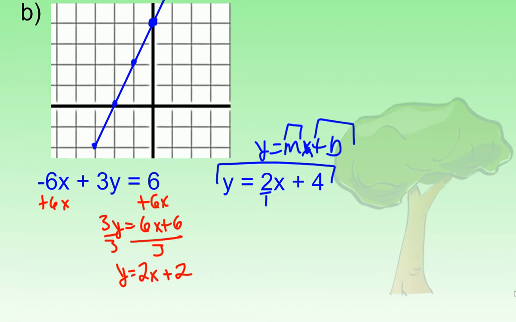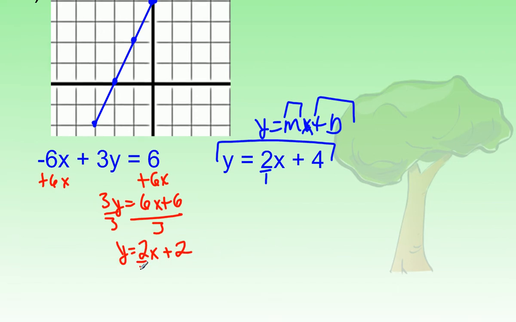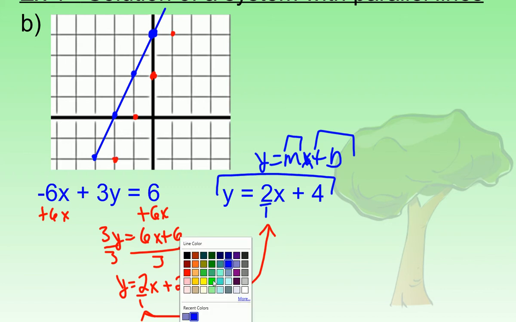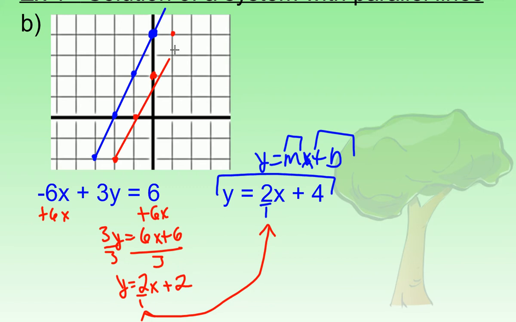All right. And this slope as a fraction is 2 over 1, which looks familiar. Hint, hint. They have the same slope. So the intercept here is 2. The slope is up 2 over 1, down 2 over 1. If I take out a nice, pretty red line, we see that they are indeed parallel.